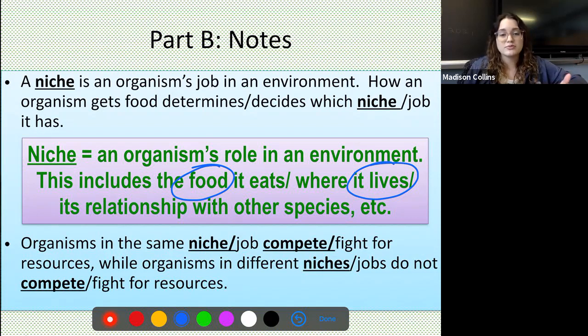So niches are super important. And most every organism on this earth has a different niche, okay? And that's why we have this great big circle of life, right? Because each animal is equipped for a different job. But if an organism does have the same niche and does eat the same food, does live in the same place, that is where competition is going to start to get pretty dicey, okay?